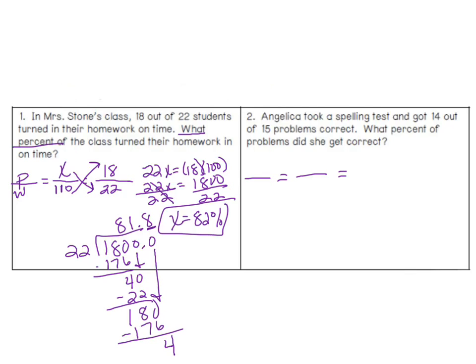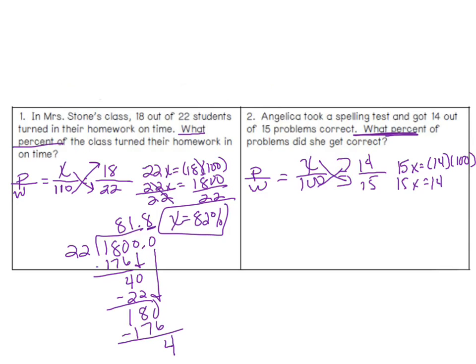So here, Angelica took a spelling test and got 14 out of 15 problems correct. Wow, she did well. What percent of the problems did she get correct? Our X goes here because, again, it's asking what percent. She got 14 out of 15 problems. So cross multiply and divide. 15x equals 14 times 100. So 15x equals 1400. Divide by 15.